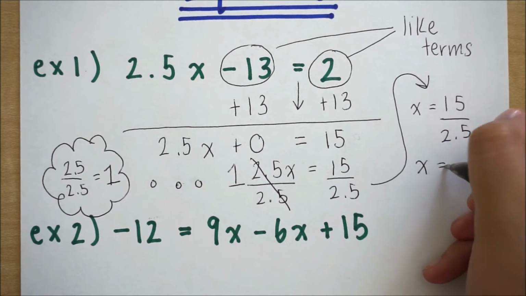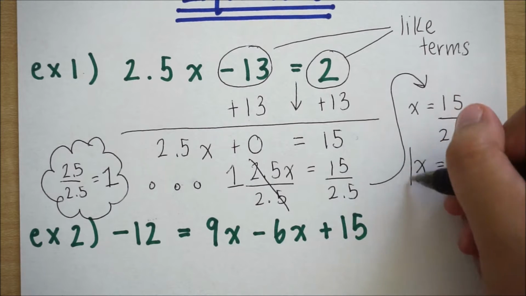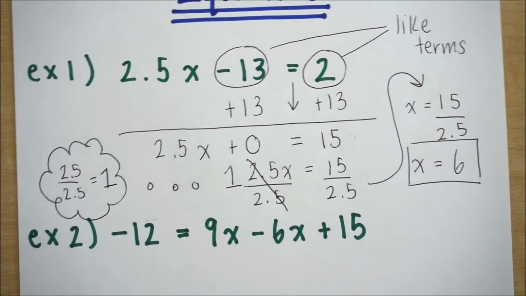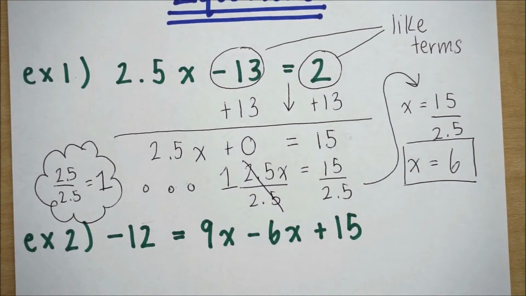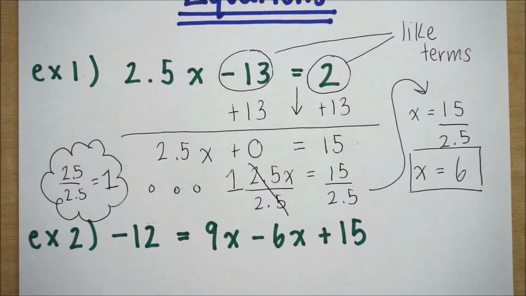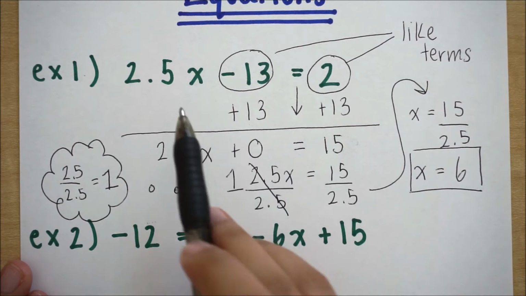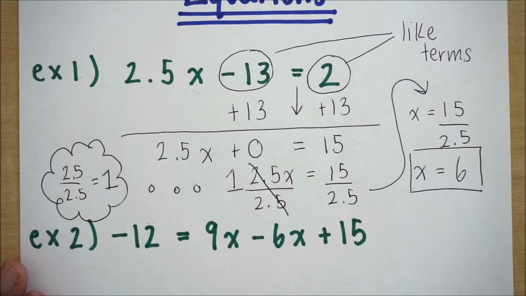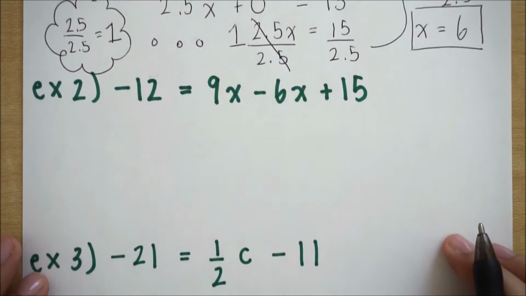And on the right side of the equal sign, we have 15 divided by 2.5, which means that x is equal to 6. And you can go ahead and check if this is correct by plugging in that x value back into the original equation.